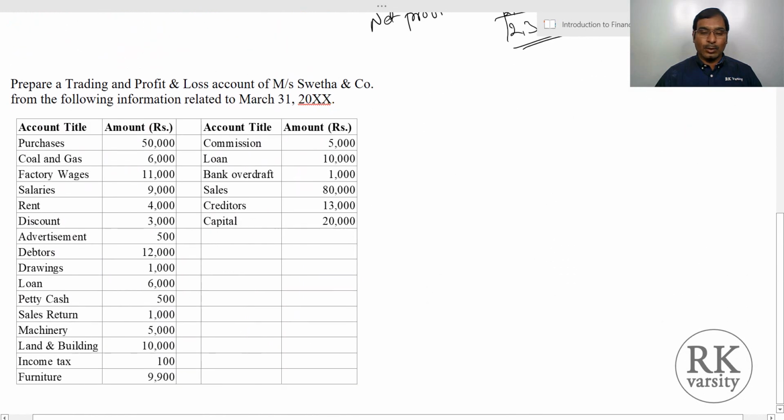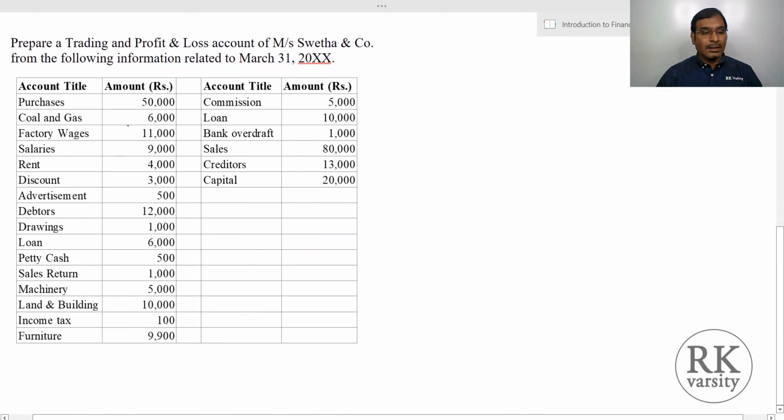So we'll do another example quickly. Purchases come to your trading account, debit side. Coal and gas, trading account, debit side. Factory expenses, trading account, debit side. Salaries, profit and loss account, debit side. Rent, profit and loss account, debit side. Discount, profit and loss account, debit side. Advertisement, profit and loss account, debit side. Debtors go into the balance sheet. Drawings, balance sheet. Loan, balance sheet. Petty cash, again in the balance sheet. Sales returns, your trading account, credit side; we deduct this amount from sales.